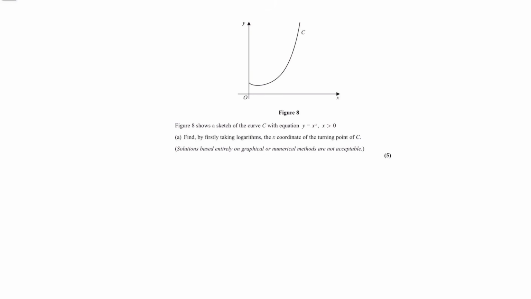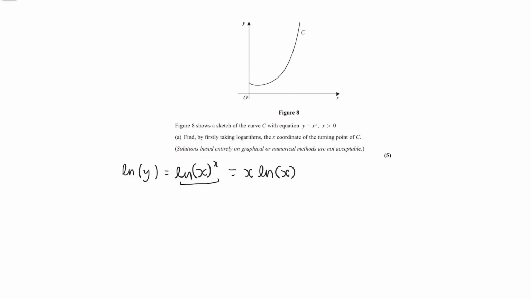First of all, let's take logarithms because we're told to do that. So we have ln of y is equal to ln of x to the x. Now, immediately when you see this, remember your log rules. When you have a log raised to a power, you can just bring the power to the front. So this is equal to x lots of ln x.